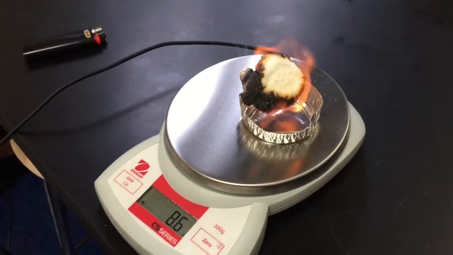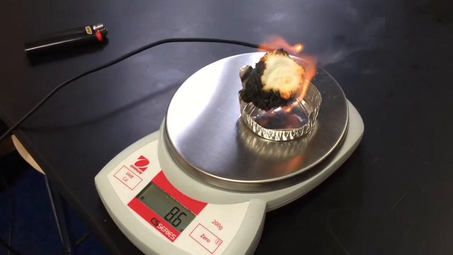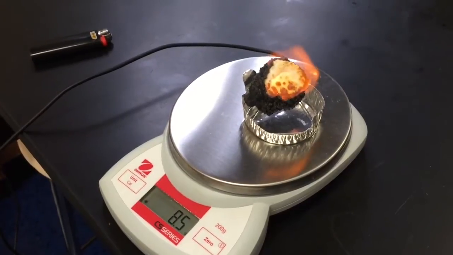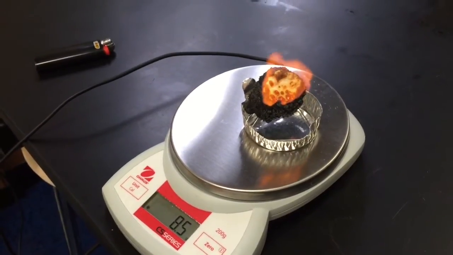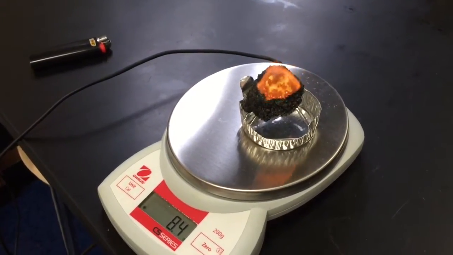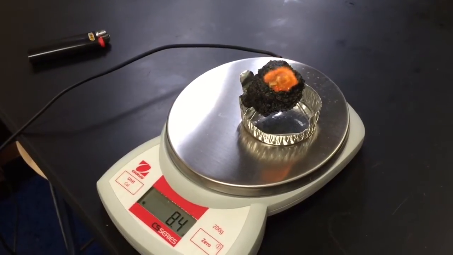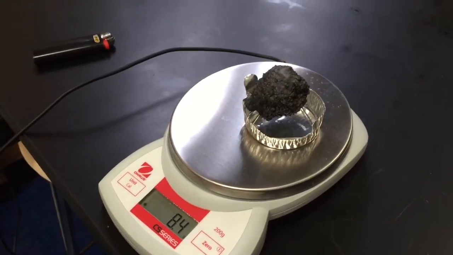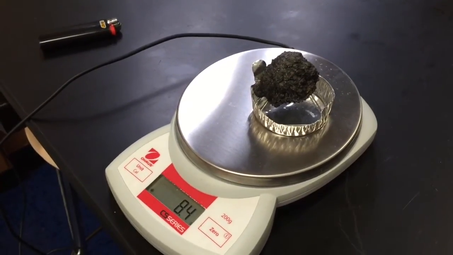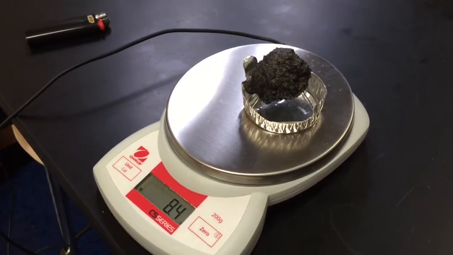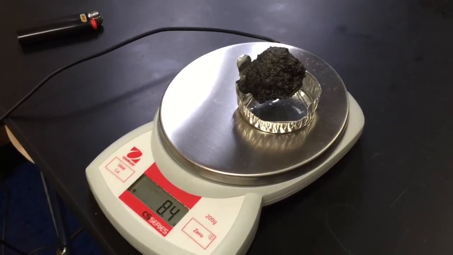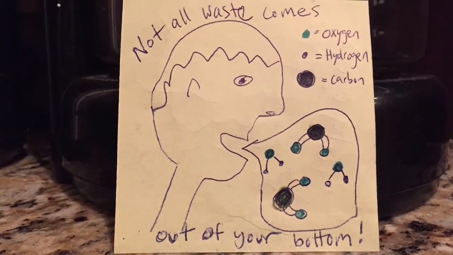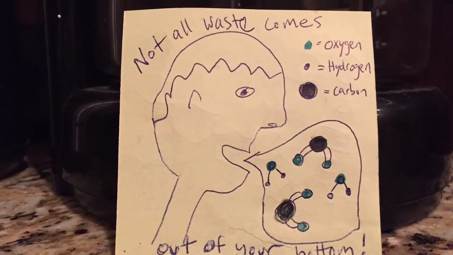Well, here, our marshmallow is quickly losing mass, but we know it's not disappearing. We know that it's being converted into carbon dioxide and water. And in your cells, that same chemistry happens. It turns into carbon dioxide and water. And so most of the waste of our marshmallow comes out of our breath in the form of carbon dioxide. So just to recap here, not all waste comes out of our bottom.